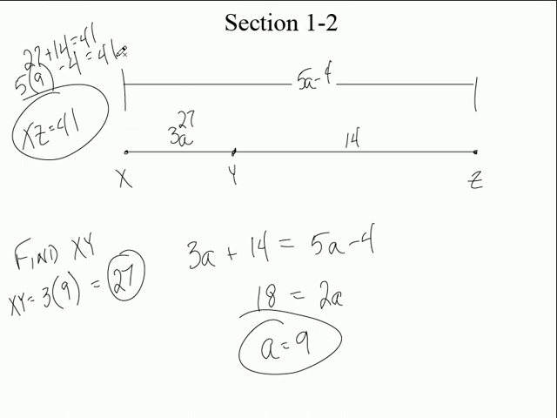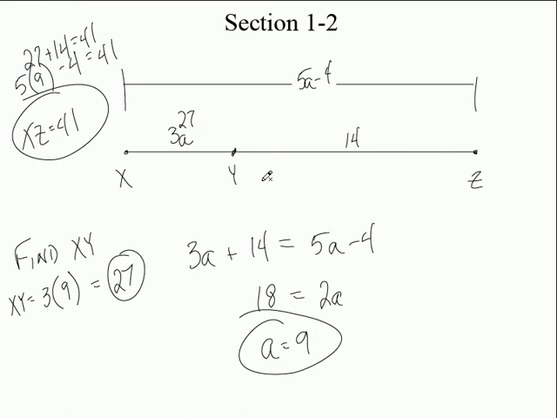Make sense? All right. All we're doing is plugging in. We found what a was, and we plug it in for this. All right, 5 times 9 is 45. 45 minus 4 is 41. And that's the length of XZ. So they could ask you all kinds of questions here. Sometimes they just say, solve for x. Or in this case, solve for what? A. But sometimes they'll ask you for different lengths as well.